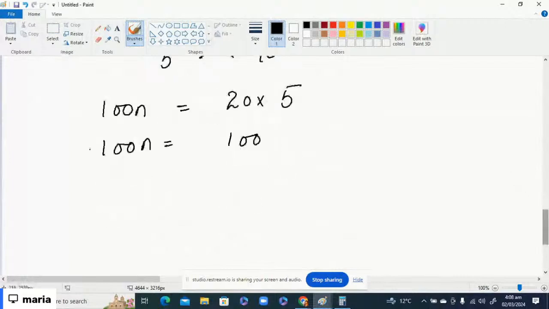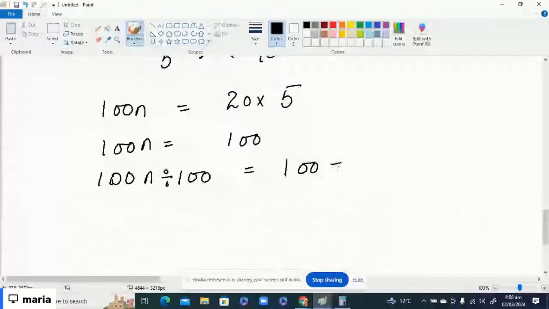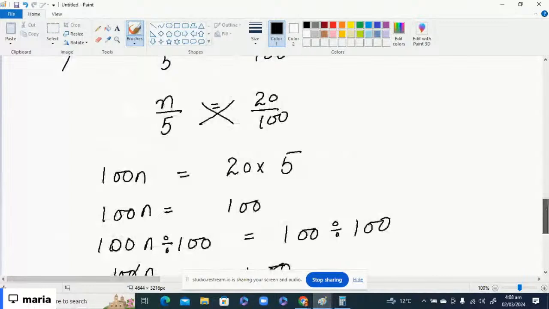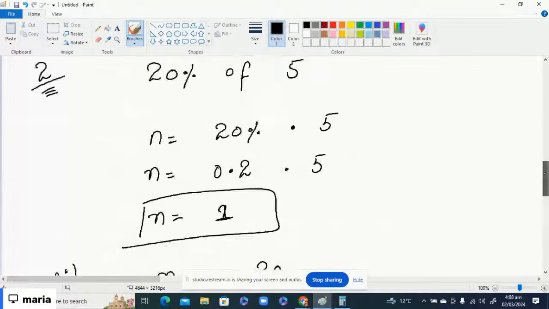Now divide both sides by 100. So 100n divided over 100 is equals to 100 divided over 100. This should be cancelled, so your n is equals to 1. And when we used the first method, it is also 1. All right, hope you guys understand this one. Now let's do the next. Let's do some test questions for that.